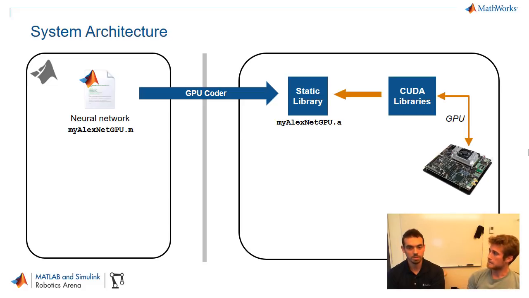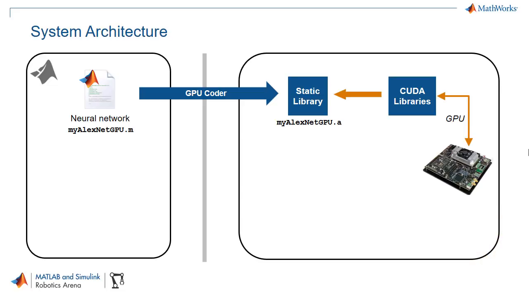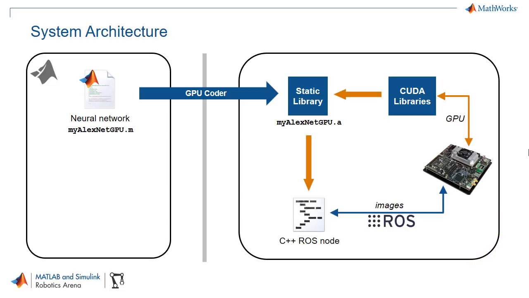So the difference here is that you don't get an executable that runs. We basically just get the portable library that we have to call in whatever we write. Exactly. And that code is integrated, in our case, into a C++ ROS node. Then the idea is that we have a camera on the Jetson running some third-party drivers, and it's getting image messages sent to it.